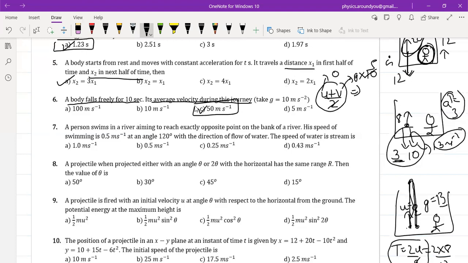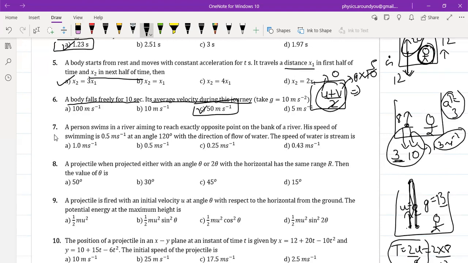U plus v by 2 is average velocity. V is u plus at again. U is anyway 0, a into t. So that way it would be 50. Or else, if you go by the technical approach, s is equal to ut plus half at square, divided by t, then also you will get the same thing. But I would always prefer, for an object in constant acceleration, average velocity is u plus v by 2.